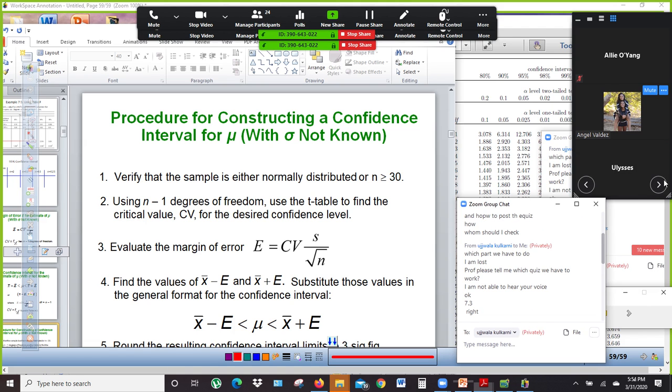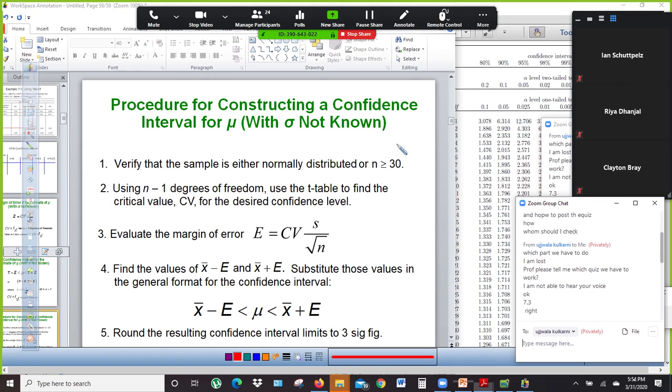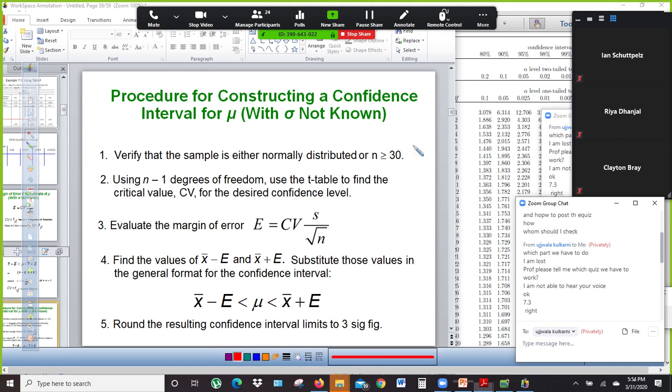Ulysses, can you read it for me? Yeah. Thanks. Procedures for constructing a confidence interval for the mean with sigma unknown. Verify that the sample is either normally distributed or n is greater than 30. Using n-1 degrees of freedom, use a table to find the critical value, CV, for the desired confidence level and whatnot. Good. Keep going.